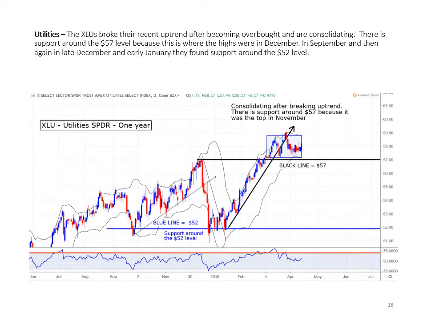Last but not least, here are the utilities. They broke their uptrends a few weeks back. A trend that started back here around 52, the beginning of the year, which was where the bottom was in September. Again, another example of a level that's important. So anyway, they broke their uptrends. Now they're kind of trading sideways. I'm watching support at this 57 level because it was a top back here.